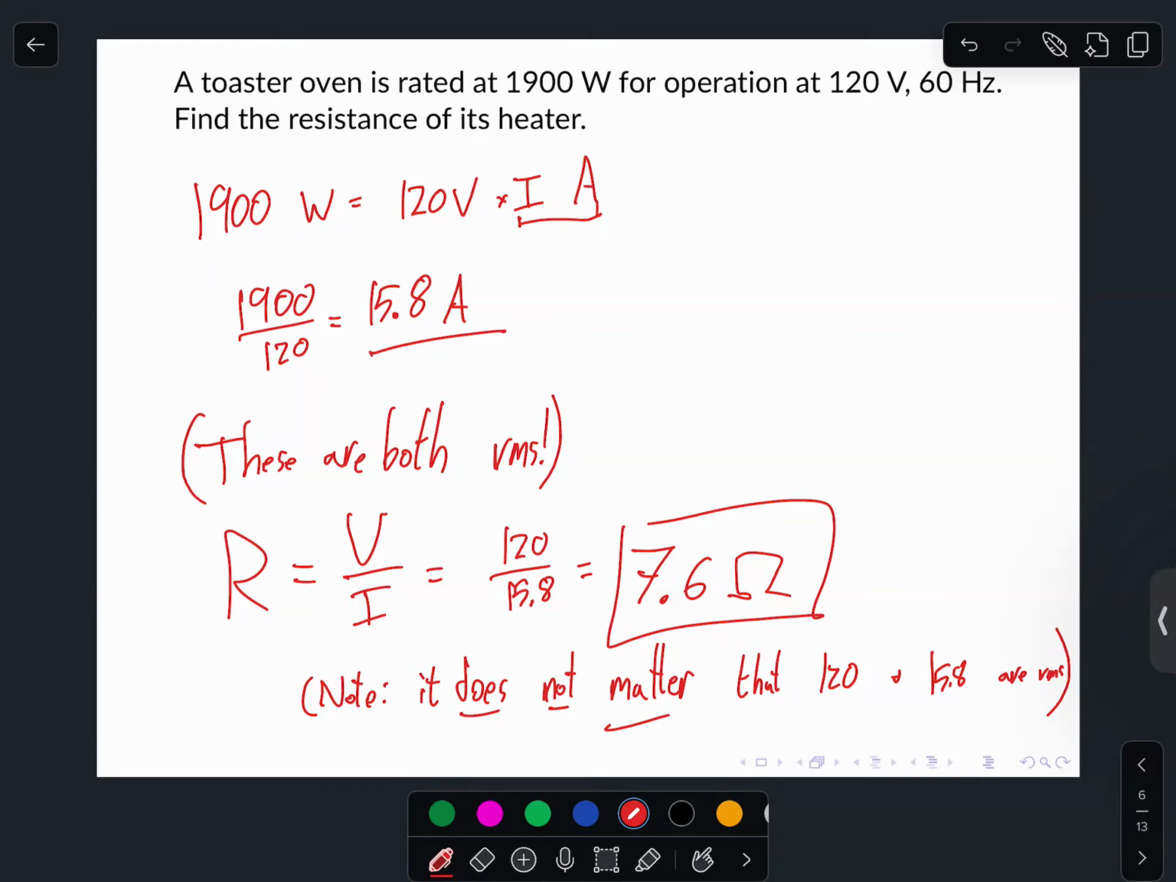Or the 60 hertz? Yes. Time has nothing to do with height.